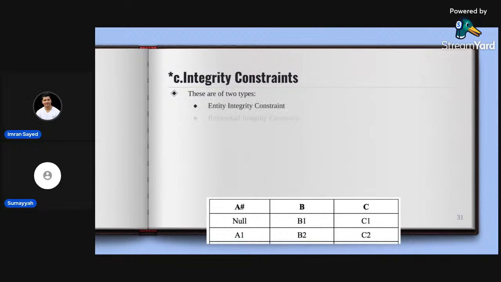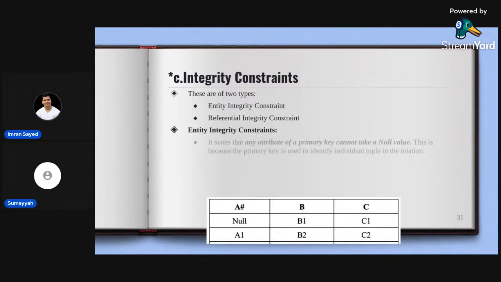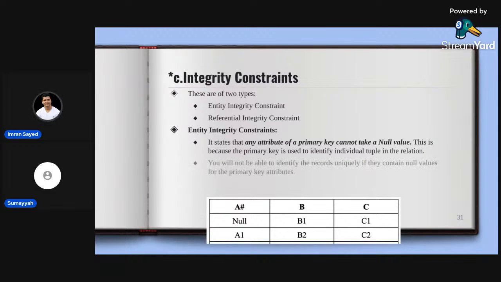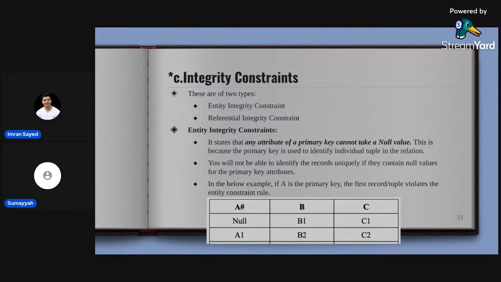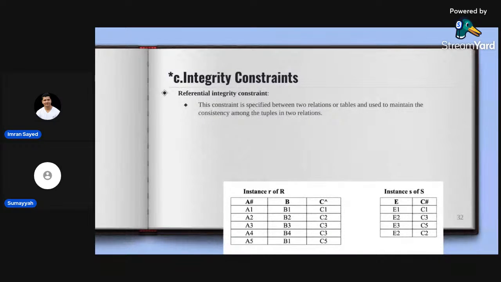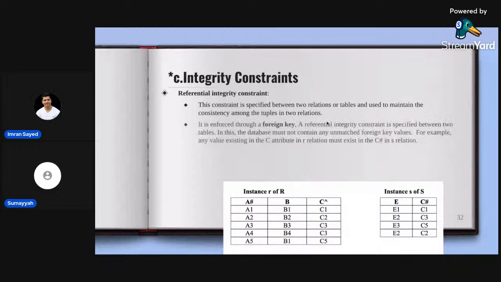Entity integrity constraint and referential integrity constraint. Any attribute of the primary key cannot be null. This is because the primary key is used to identify individual tuples in a relation. We will not be able to identify the record uniquely if it contains a null value for primary key attributes. A foreign key is specified between two relations or tables and used to maintain consistency among the tuples in the two relations.